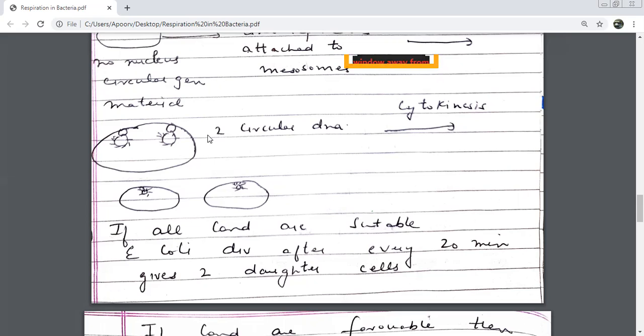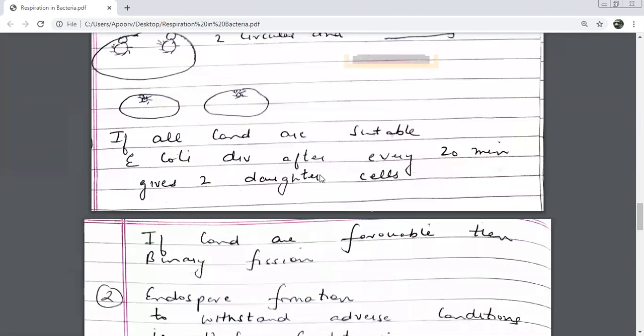If everything remains fine, everything is perfect, then normally which mode of reproduction is done by bacteria? It is binary fission. Okay, beta? Remember this. This is binary fission. In binary fission, how many daughter cells will be formed? 2. Yes.